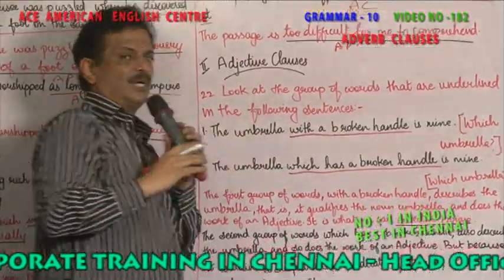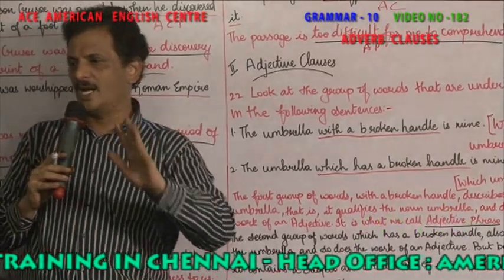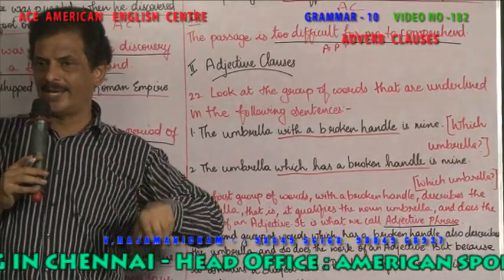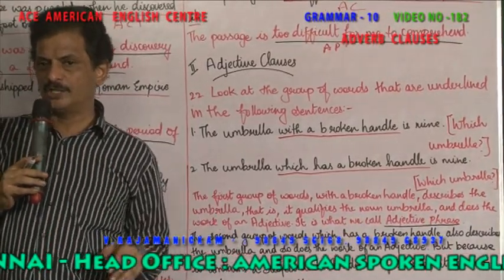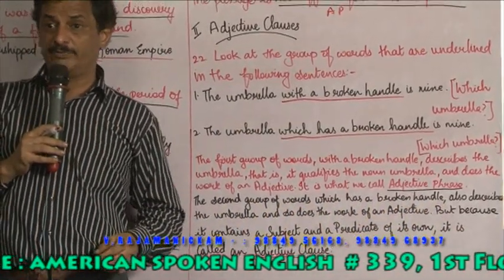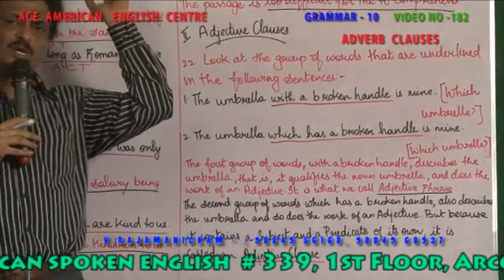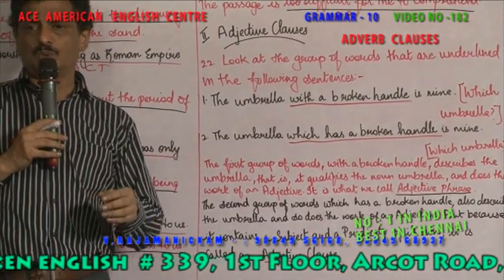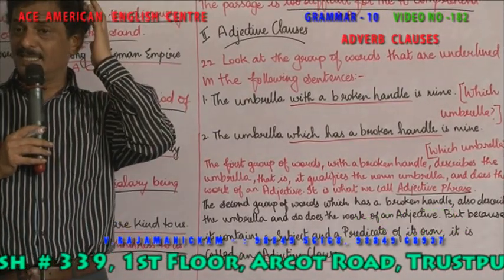Now you have come to the adjective clause. So far you were asking how, when, where, concession, comparison to the verb, and then it becomes an adverbial clause. Now all the questions you ask to the noun, then you get the adjective clause.